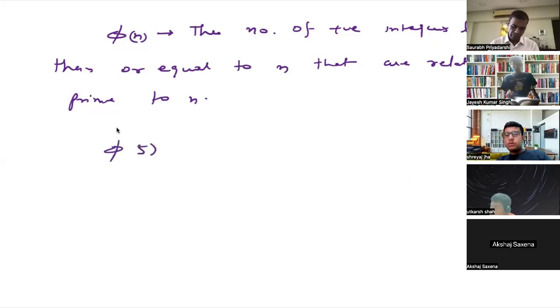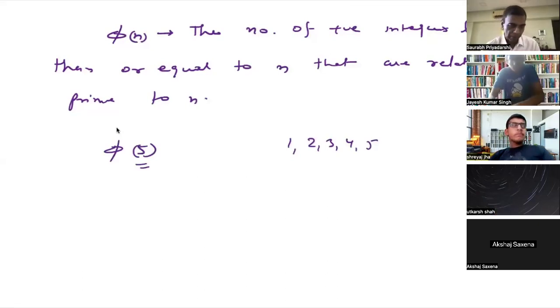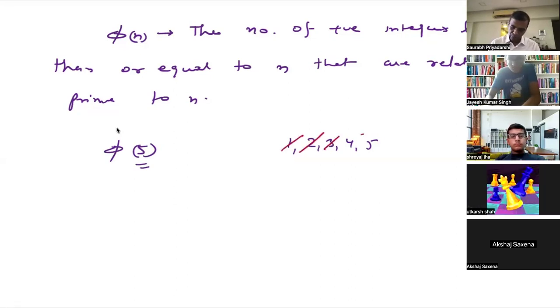Phi of 5. So the number 5, if you see the numbers 1, 2, 3, 4, and 5, these numbers are there. So this is saying which numbers it is not divisible by. So 1, 2, 3, 4 are coprime to 5; it is divisible by 5, including 1. And for any prime number, you can write this as 5 minus 1. That number will be 4.